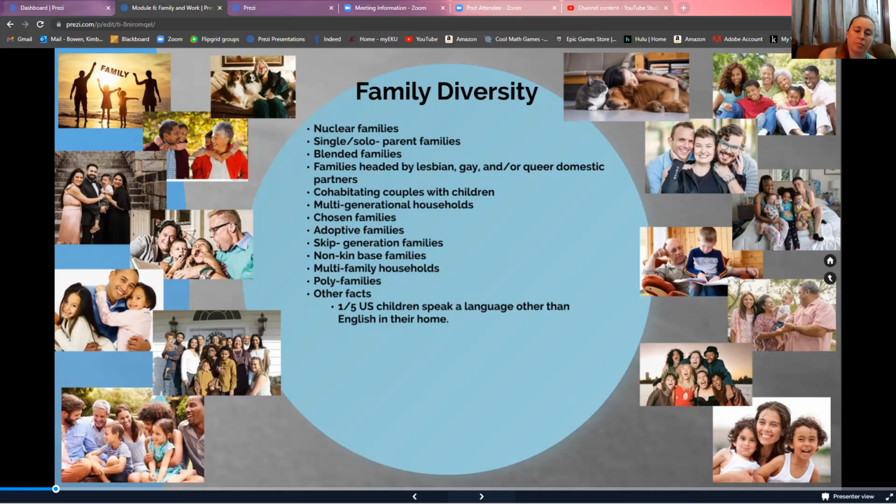You also can have chosen families that are made in non-LGBTQ plus situations, where just really close friends decide to be roommates while they're both raising their kids, or what have you. Chosen families are essentially non-kin based families that choose to be around each other and support each other in a very familial way.